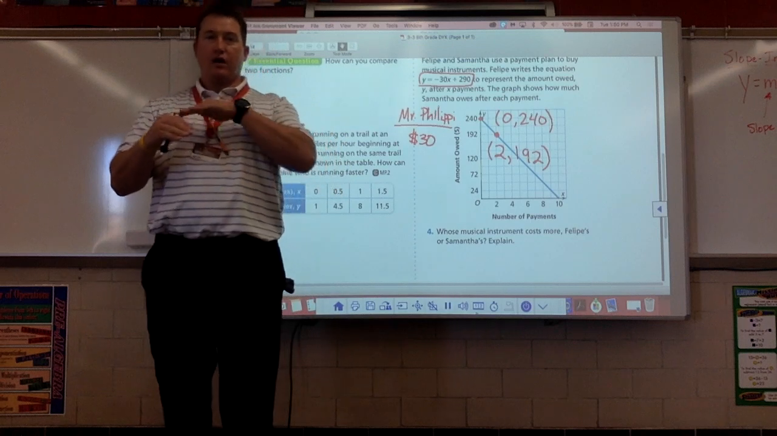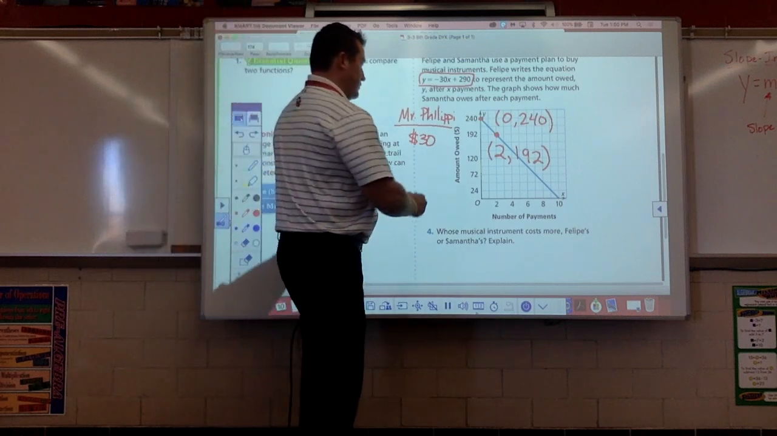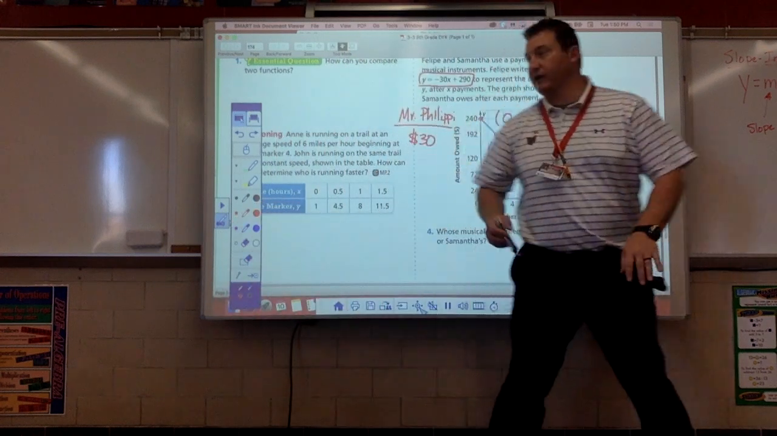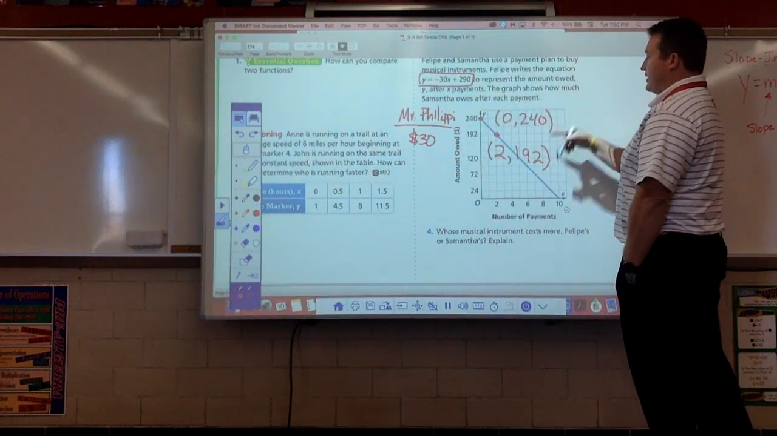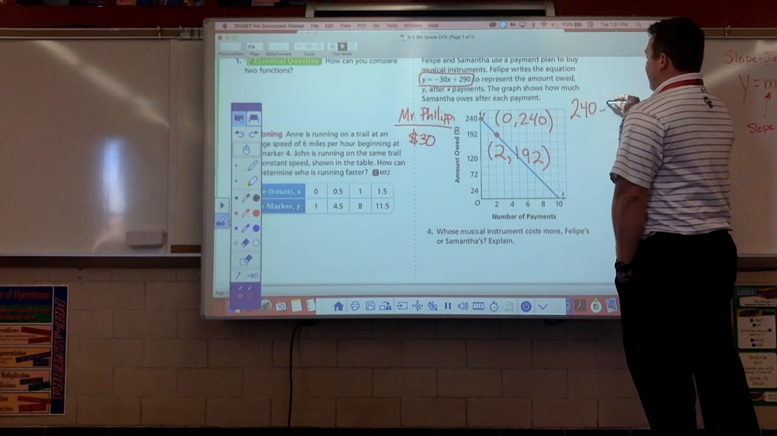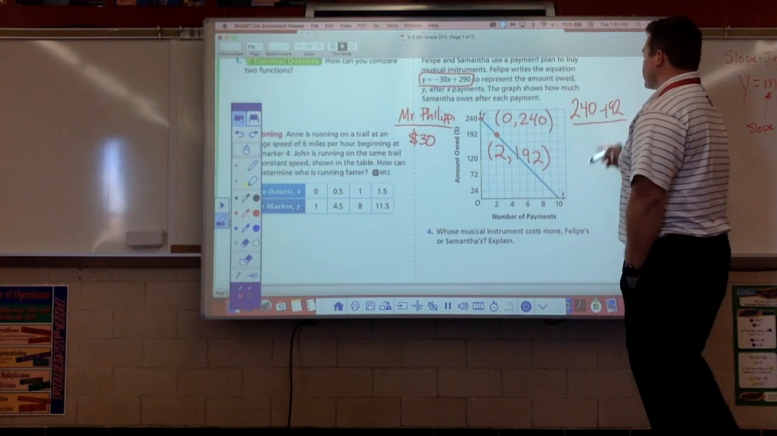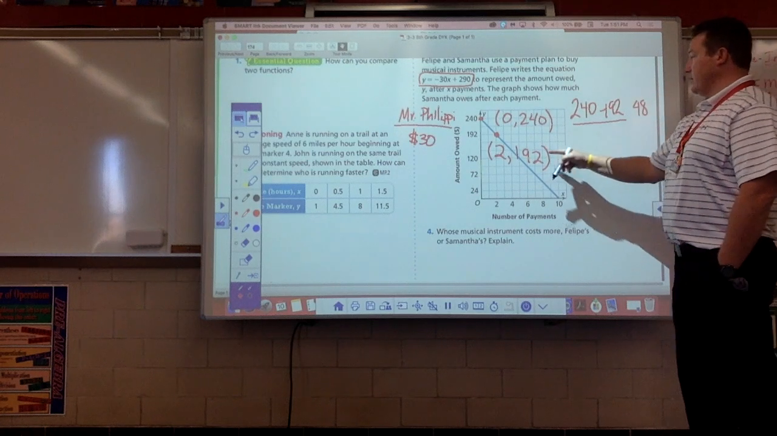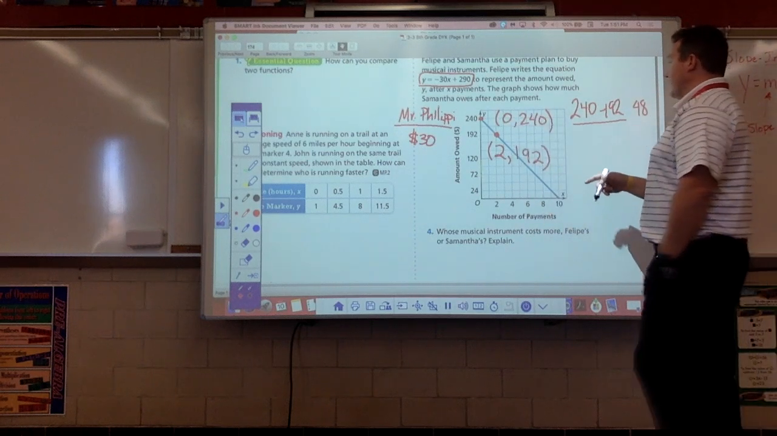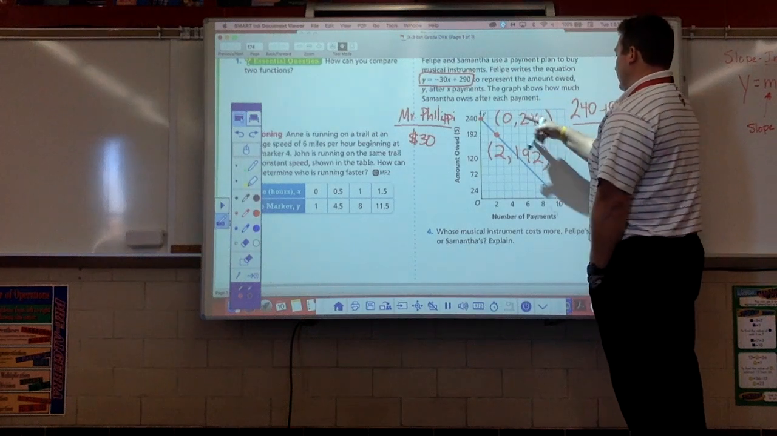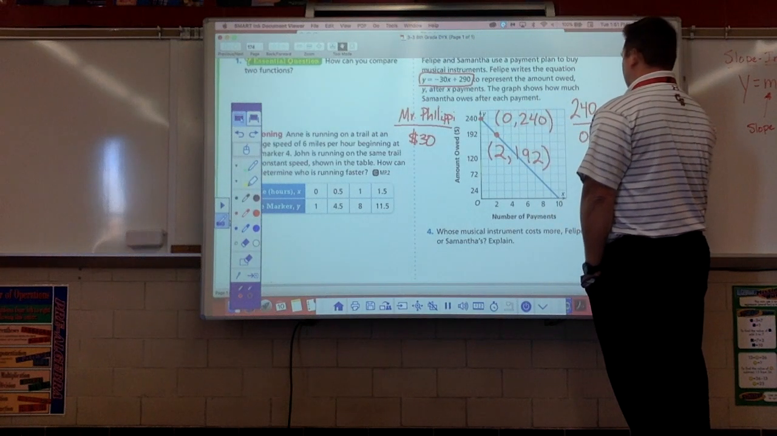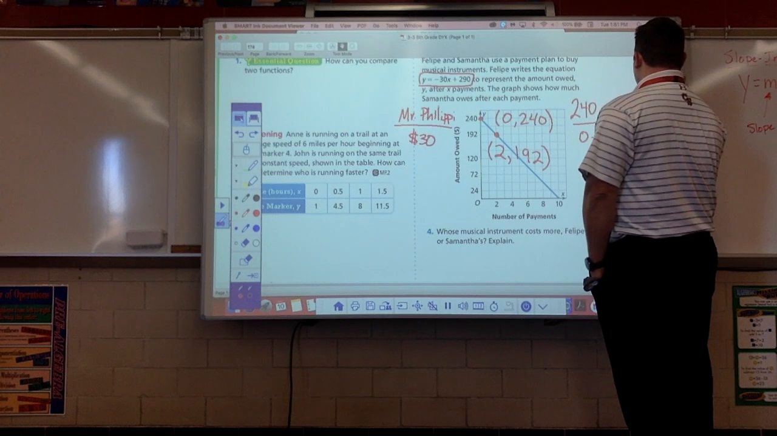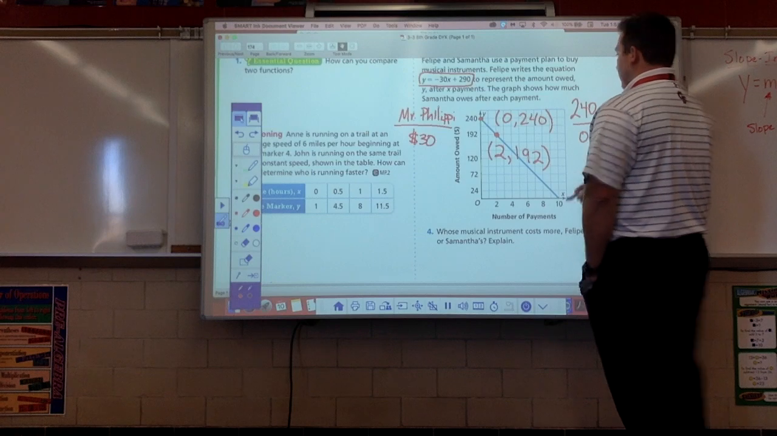Find the slope, guys. Y minus y over x minus x. So y minus y, 240 minus 192. Let's see, what is that, 48? My brain math is good. X minus x, so 0 minus 2. Negative 2. So the slope of this line is negative 24.